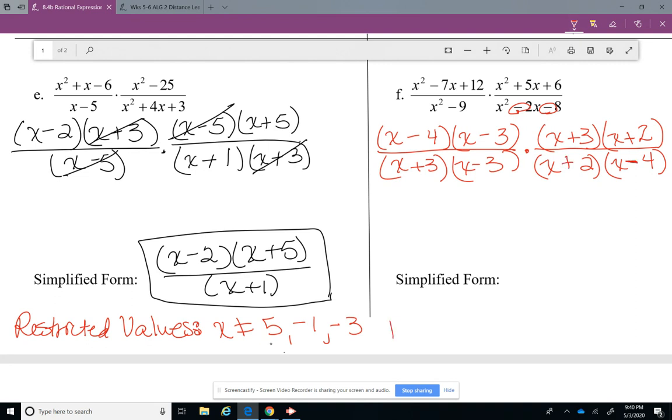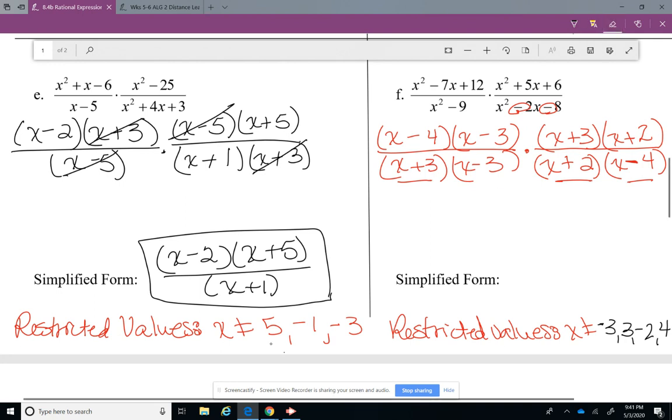All right, we're ready to do our restricted values. x cannot be negative 3, positive 3, negative 2, positive 4. I did not give myself much room. So we said negative 3, positive 3, negative 2, and positive 4. I know some of my students are saying, can I just put plus or minus 3? I don't care.